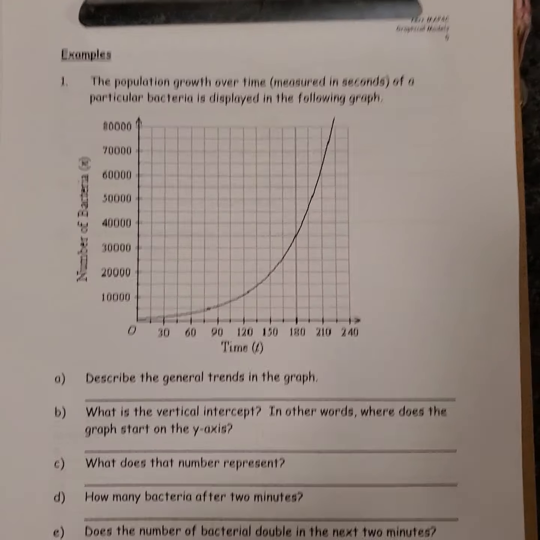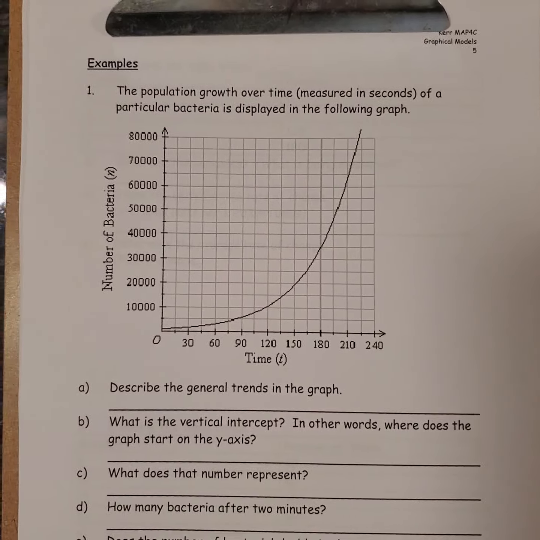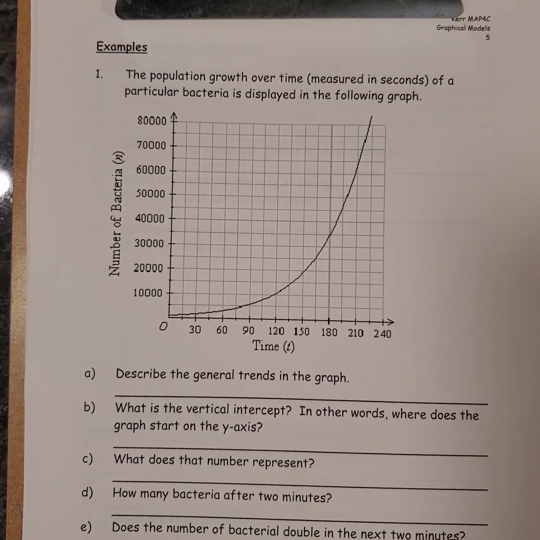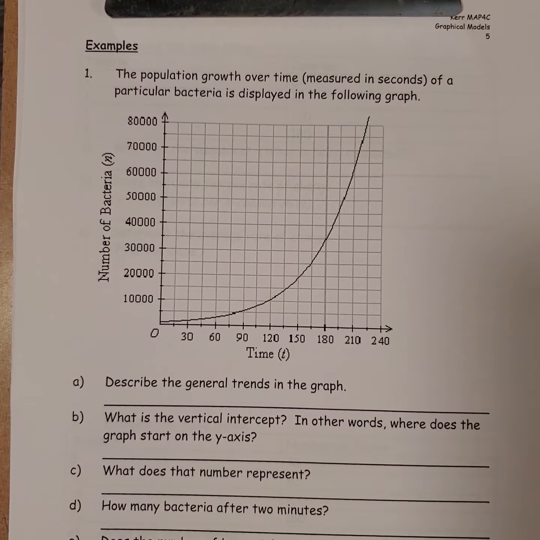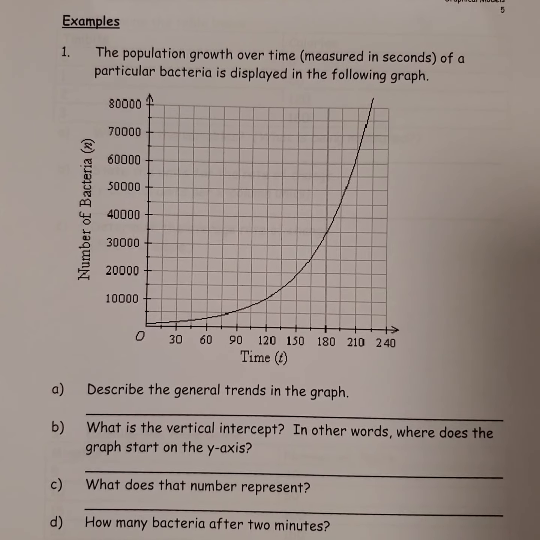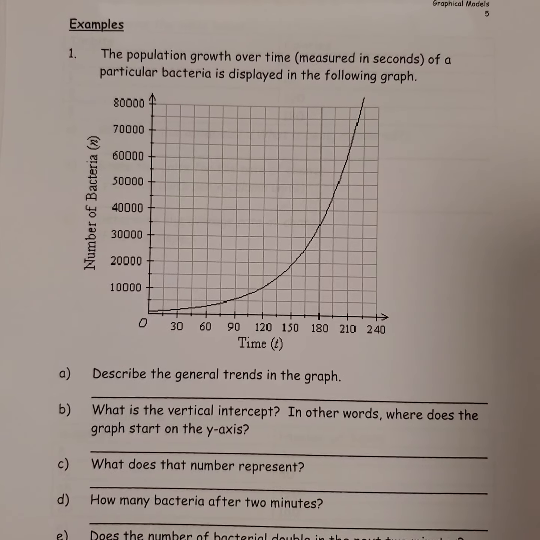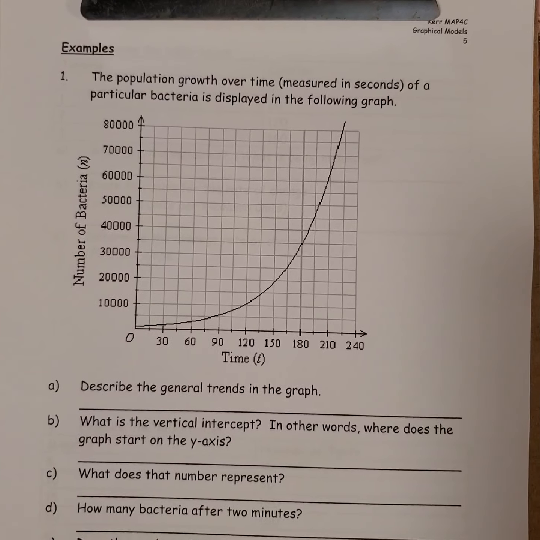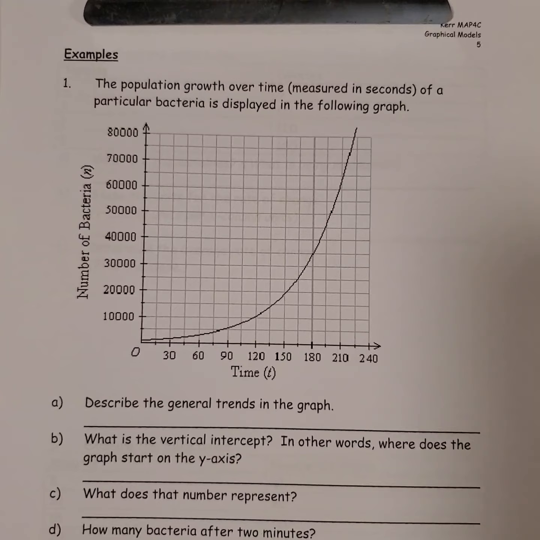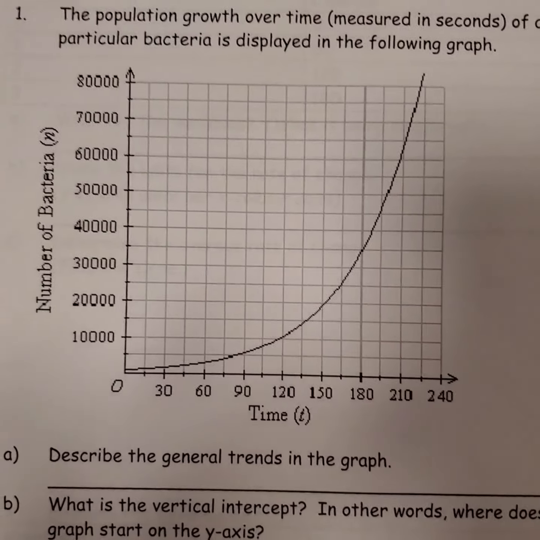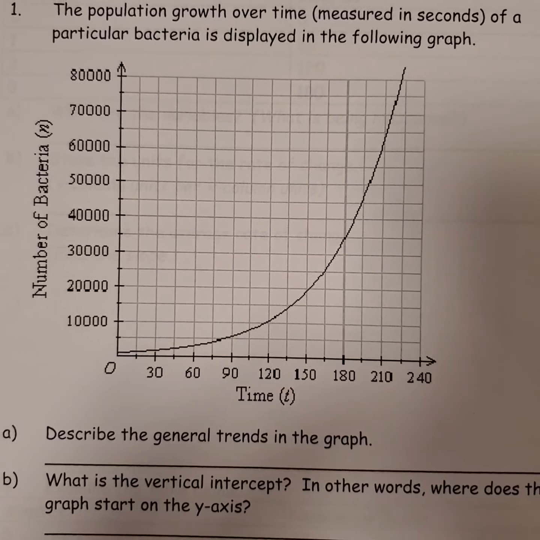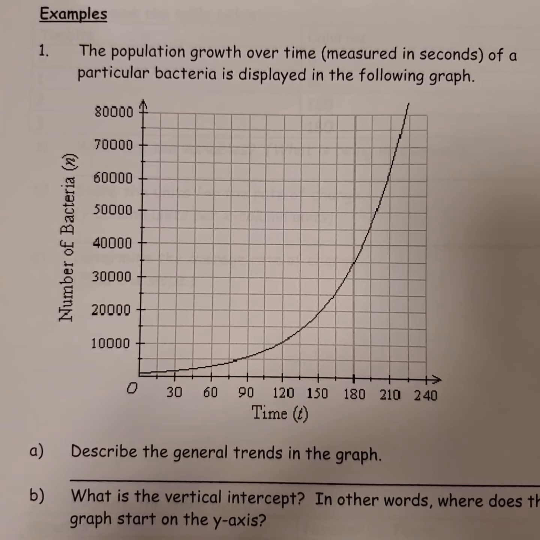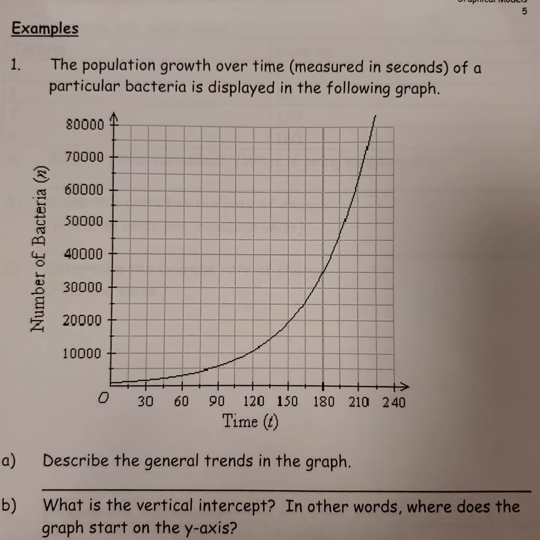All right, let's jump into a real life example. The population growth over time, measured in seconds, of a particular bacteria is displayed by the following graph. So in part A, they want you to describe the general trend. What I'm looking for there is: is it increasing or decreasing? And is it constant or non-constant? So have a look and try to answer. Maybe pause the video before the solution is revealed to see if you would have gotten it correct.